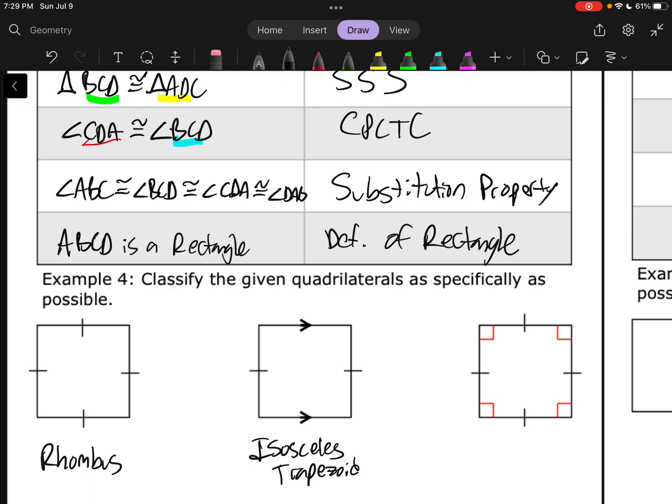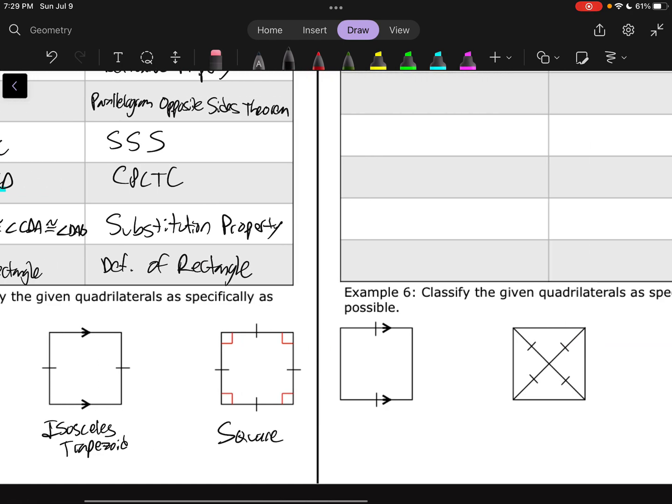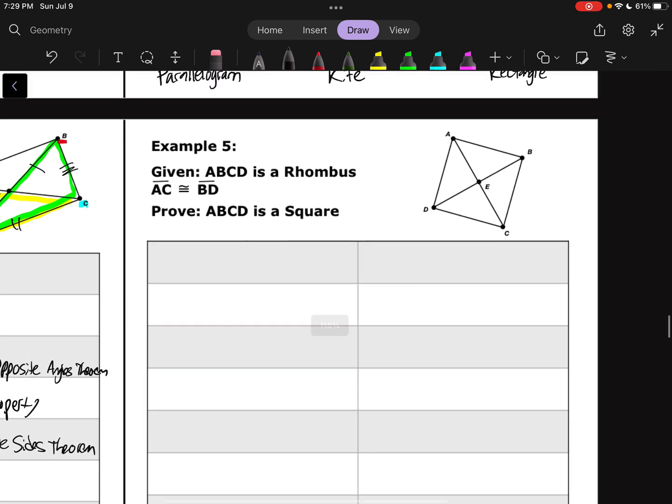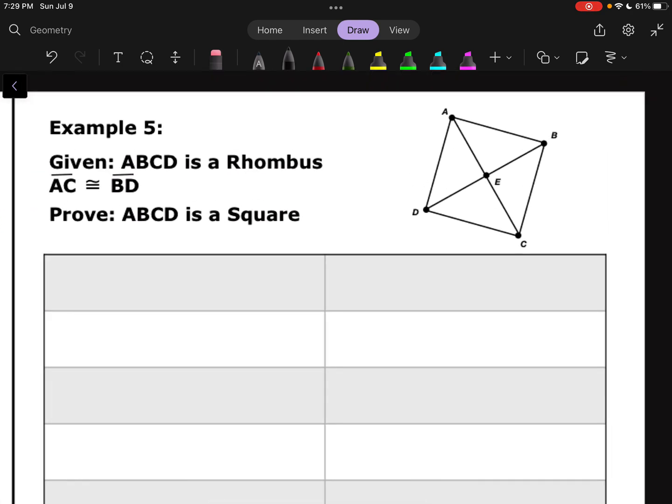And then our last one's got the four congruent sides and the four congruent angles. That is a square. All right. Last big proof here. We have been given a rhombus.